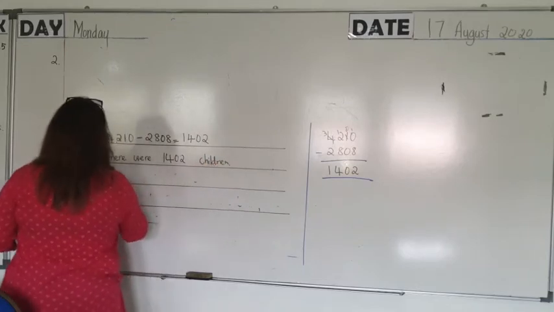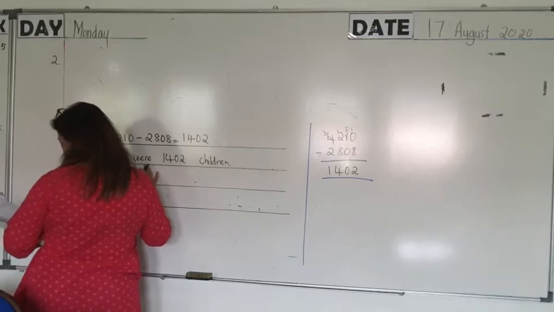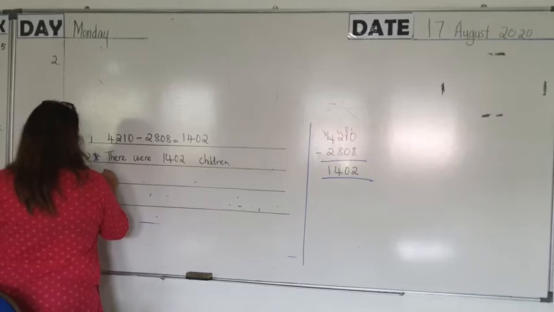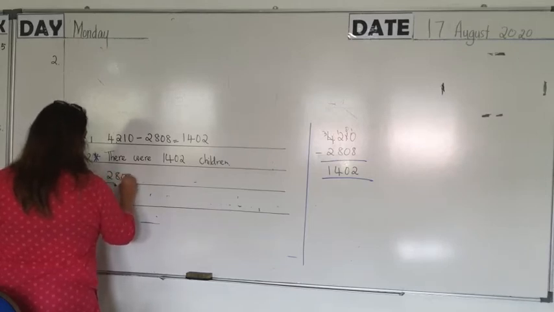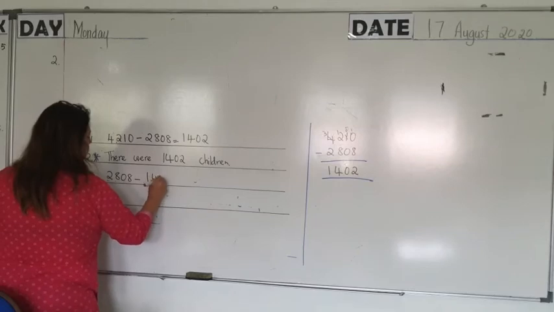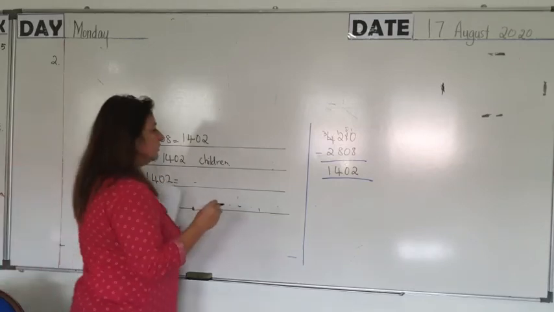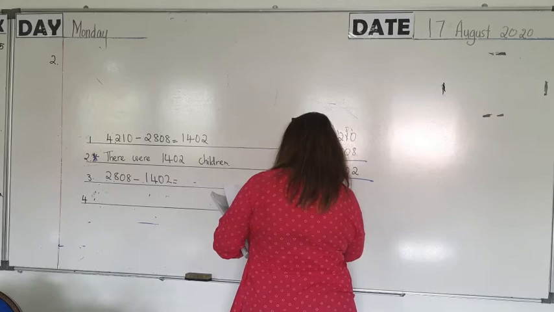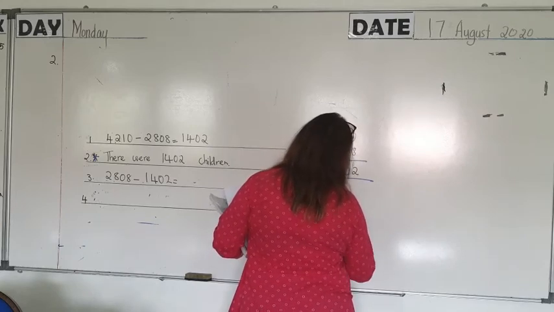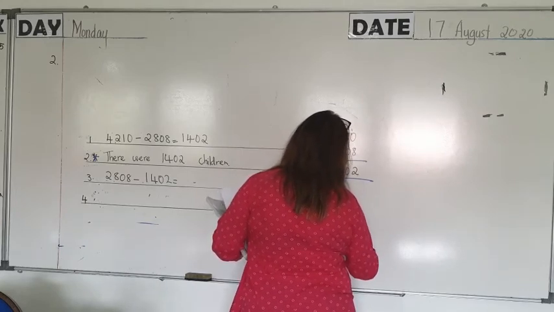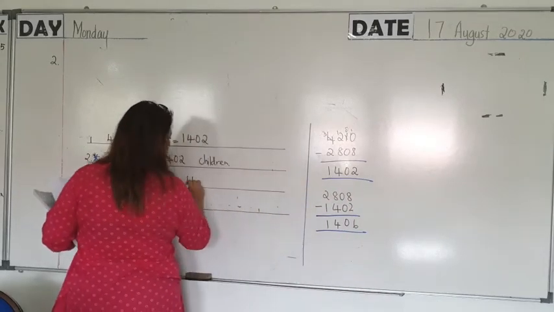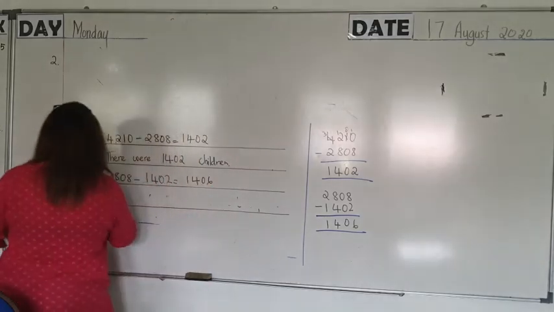Alright? Now we have to find out how many fewer children than adults. So there are 2,808 adults. There are 1,402 children. So we have to minus to find out how many fewer children. Okay, so there are 1,406 fewer children.